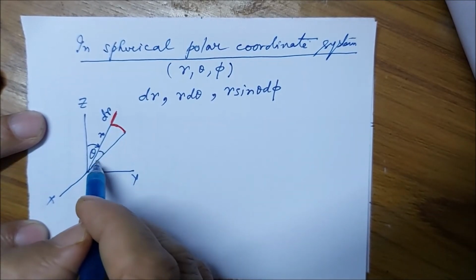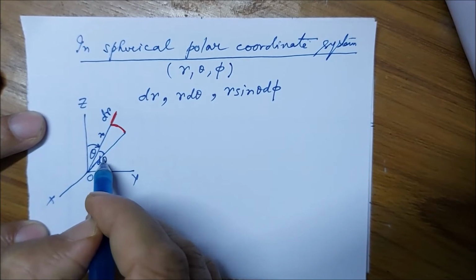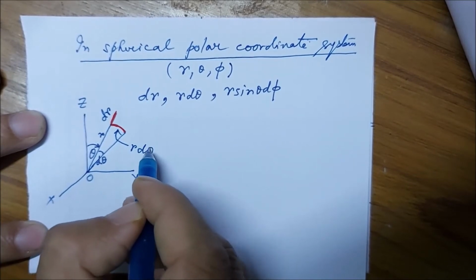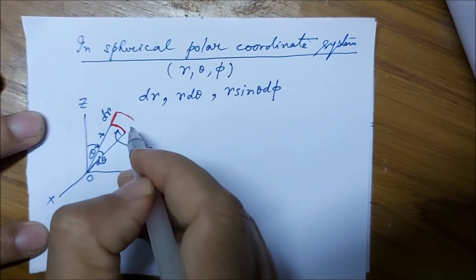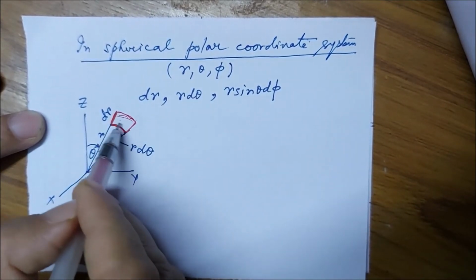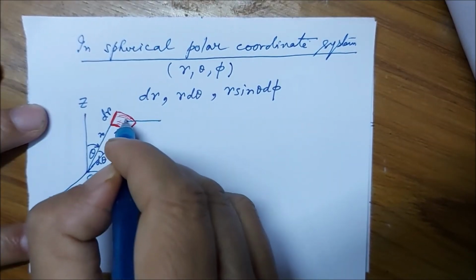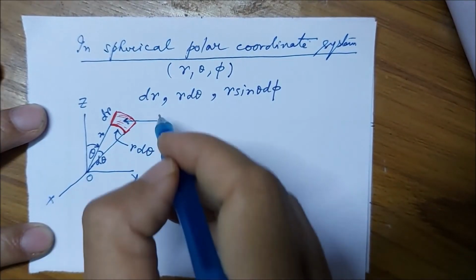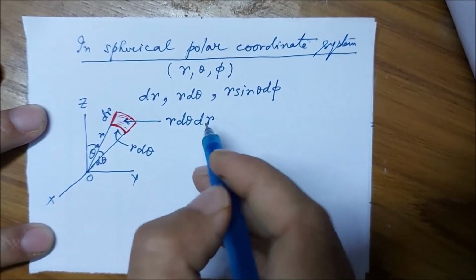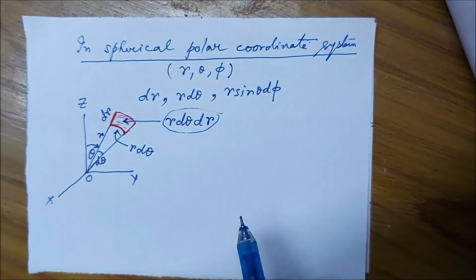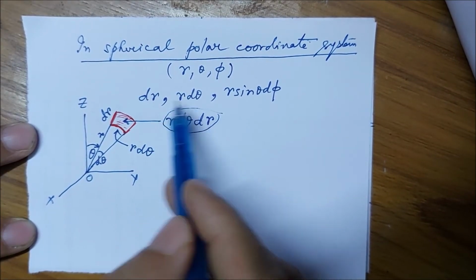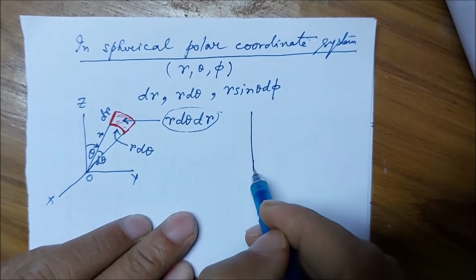So this is d theta, and generate the surface element. So surface element has been generated, which is r d theta into dr. That is the product of the first two length elements.